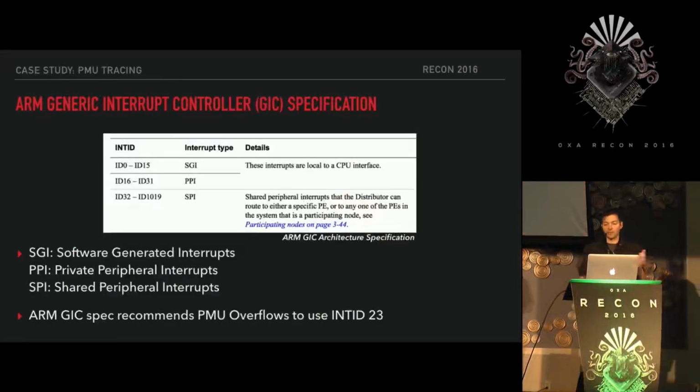So the first challenge is that we need to figure out how to register for interrupts. The ARM generic interrupt controller spec outlines both private peripheral and shared peripheral interrupts, and the interrupt IDs. In Linux, for example, we need to register for an interrupt, but we need to know the IRQ number that the PMU is going to use. This spec recommends using interrupt ID 23, but not every chipset has to use the generic interrupt controller.